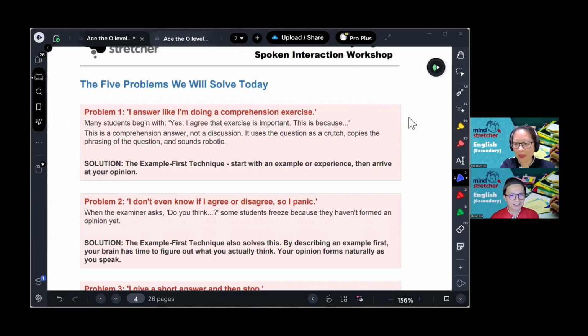The first one is, and many students do this: "Yes, I agree that exercise is important. This is because..." Okay, so don't do this, okay? Remember, we did this last week for the spoken interaction. Many students end up doing this again. Remember, this is a crutch. Don't do this, okay? But I know why students do this. Okay, later on, in a short while. I mean, I just give you an overview first.